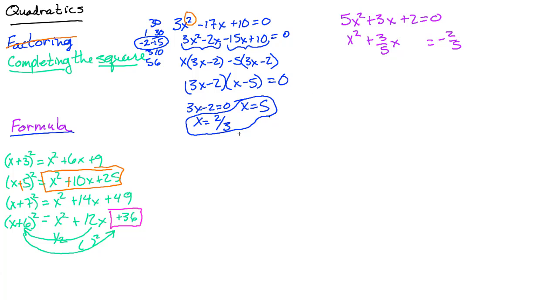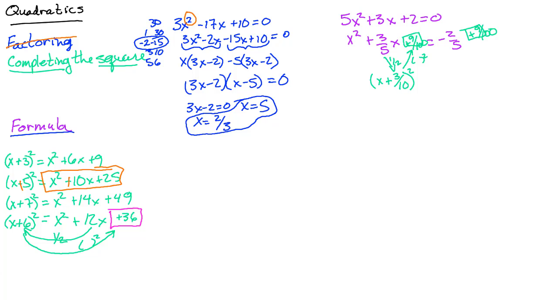Now look at this pattern. We've got to take half of this and square it. And if we put that number here and put it on the other side as well, we will have a perfect square. So what is half of 3/5? Well, that's (x plus 3/10) squared. Perfectly squared is 9/100. If we add 9/100 to both sides, there we go.